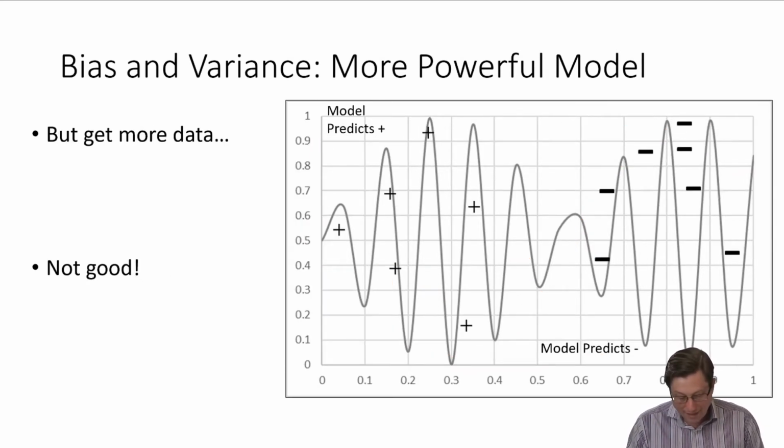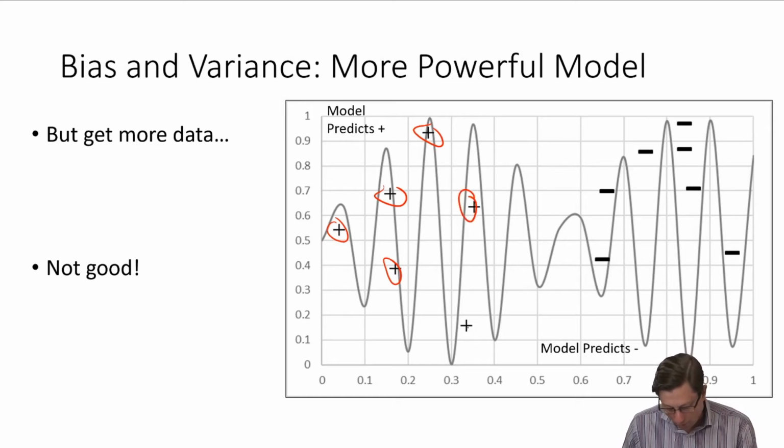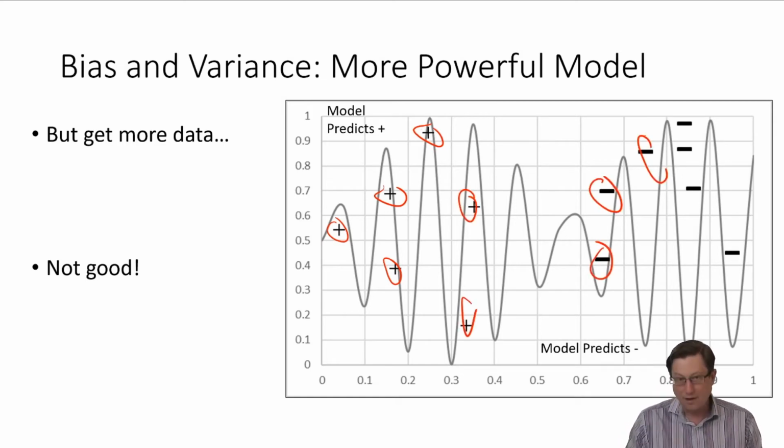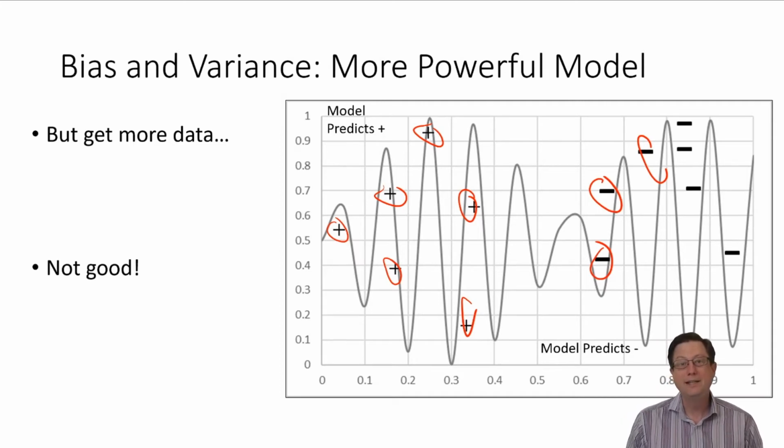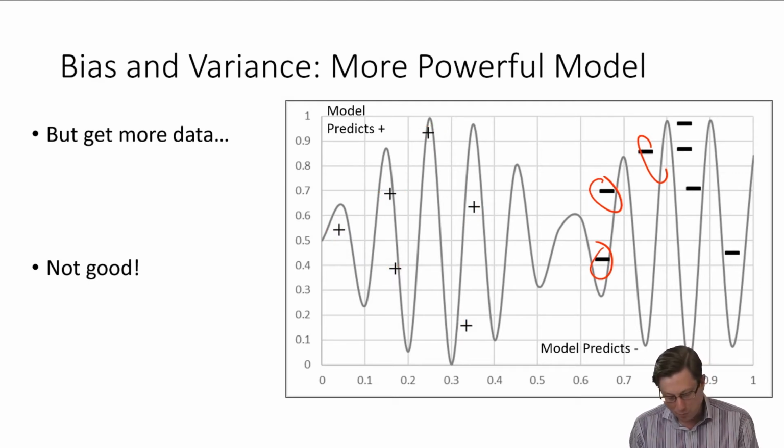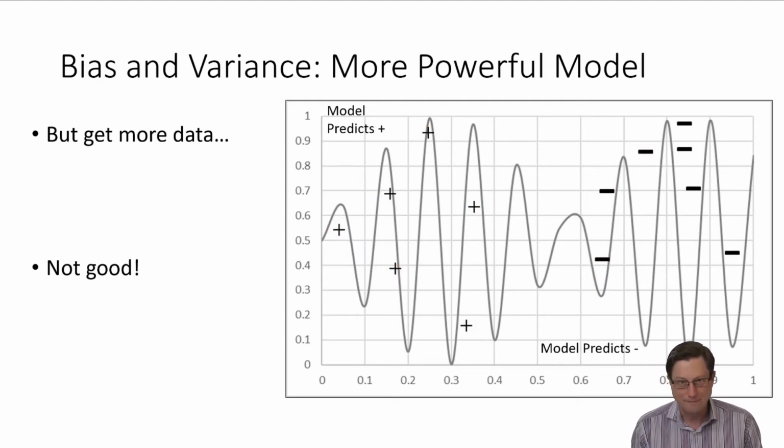So now if you get a slightly different training set and go to your validation data, you can see that this one gets every single thing wrong. A more powerful model, perfect on your training data, completely wrong on your validation data. Now this is a pathological example. You're not going to see things go this poorly. I don't think I ever have, but that's not good.